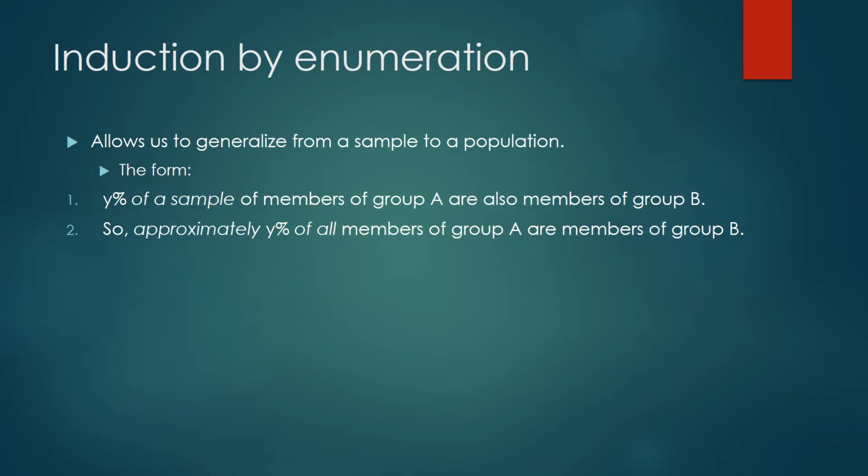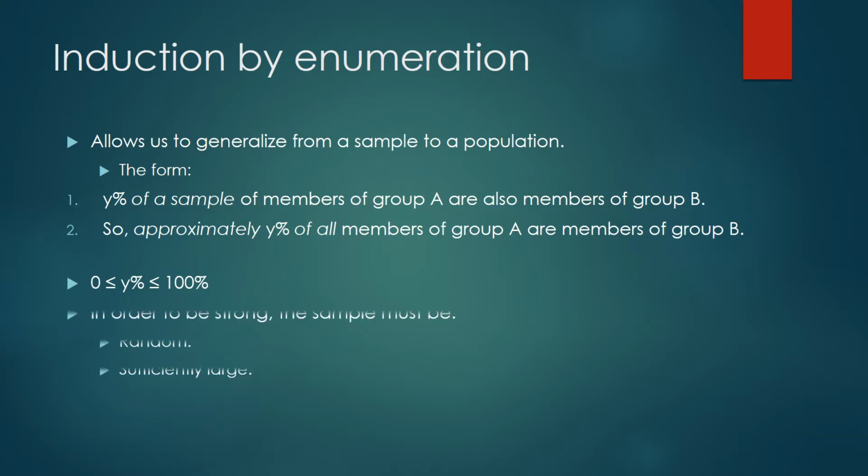So, induction by enumeration. Induction by enumeration allows us to generalize from a sample to a population. And the standard form is: some percentage of a sample of members of group A are also members of group B. So, approximately the same percentage of all members of group A are members of group B. Okay? And in this form, this percentage could be as low as 0 or as high as 100%. So any possible probability value is acceptable. Now, in order for an induction by enumeration to be strong, the sample must be both random and sufficiently large.